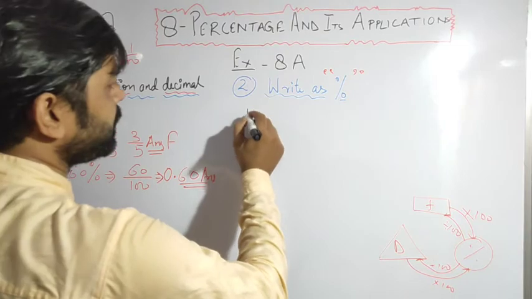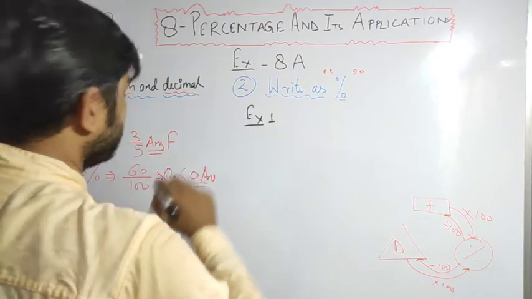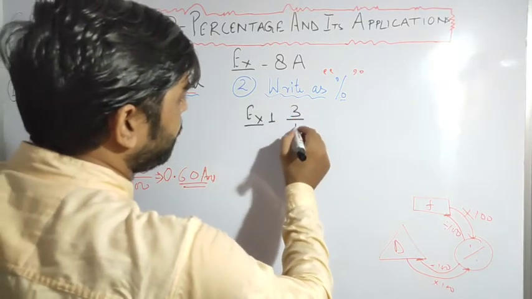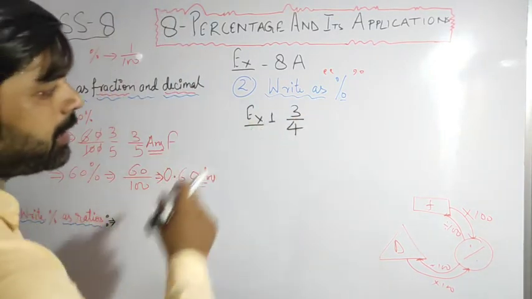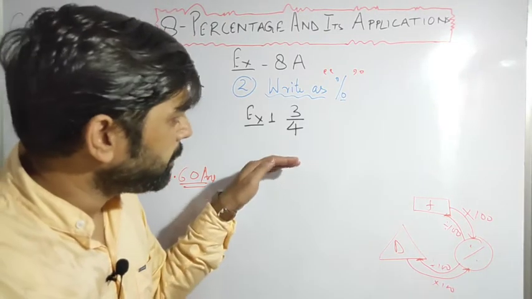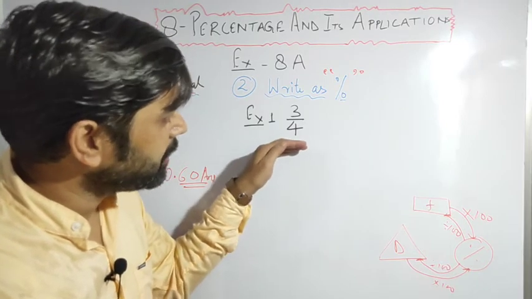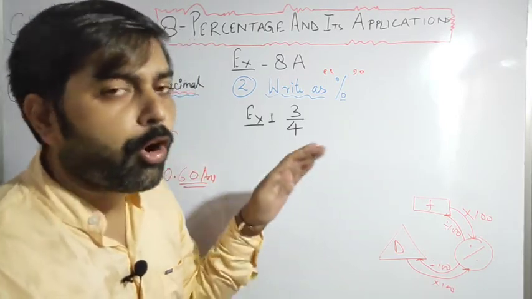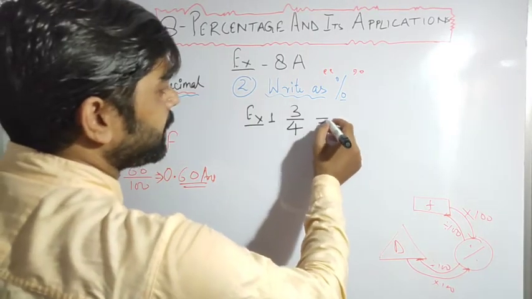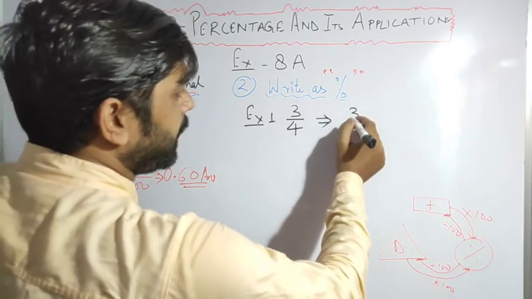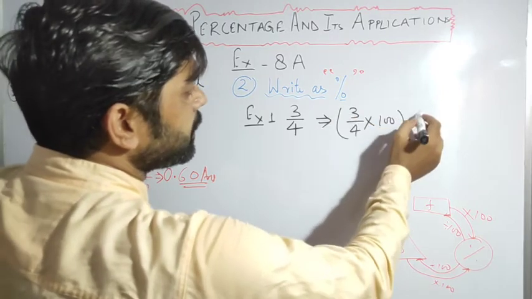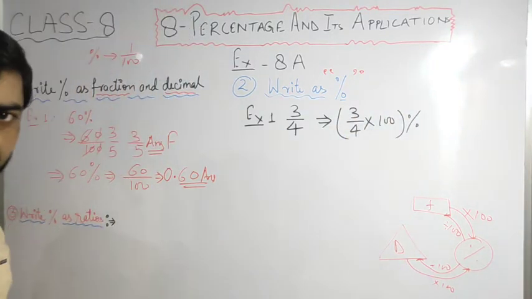Suppose that there is one example here. कुछ भी ले लो, 3 upon 4, and then this question is saying convert it into a percentage form. Convert into a percentage means write this fraction as a percentage. So how can we write it? You know the rule, easily write. This is a fraction, 3 upon 4. When you multiply by 100, then you get the percentage form.